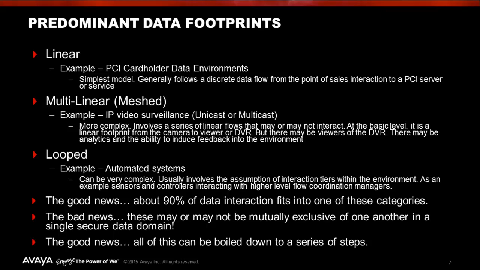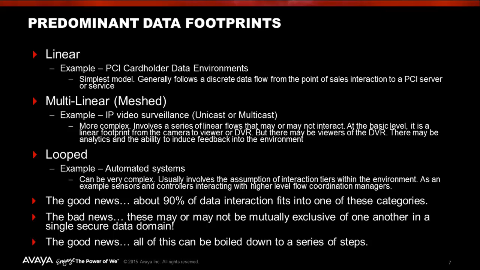A great example of a linear footprint, which is the simplest, is a PCI cardholder domain. You have a point of sale system that takes the credit card transaction and puts it up to a data center DMZ and off to a financial partner, and that's pretty much the footprint. Very few people or companies will store credit card data. And obviously, if you do, then you're into these other data footprints.